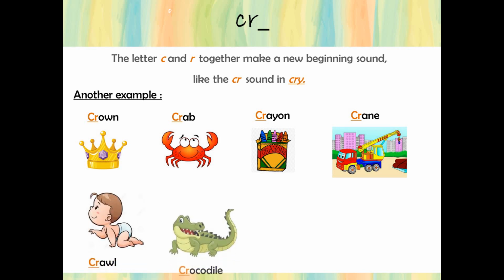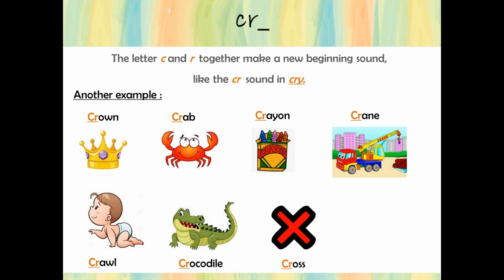Crow, crocodile, cross, and crescent. So all of the words in this line start with the cr sound. The cr sound is made up of letter C and R.